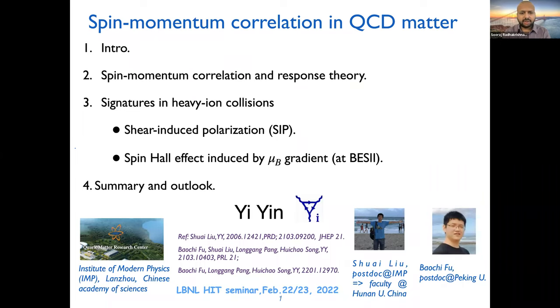We have Dr. Yi Yin with us today. He is currently a scientist at the Institute of Modern Physics in Lanzhou, Chinese Academy of Sciences. He completed a PhD from University of Illinois, Chicago in 2014, and then was postdoc at BNL and MIT before he moved to Lanzhou. Today he will discuss the spin momentum correlation in the hot and dense QCD matter and some interesting developments and some potential signatures of spin-induced polarization in heavy ion collisions.